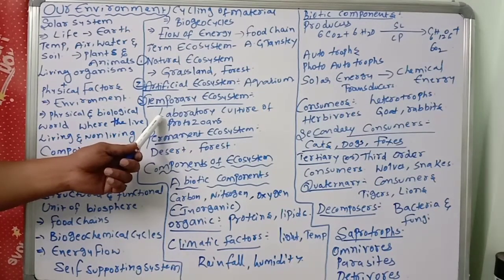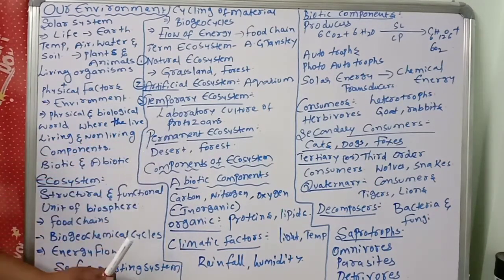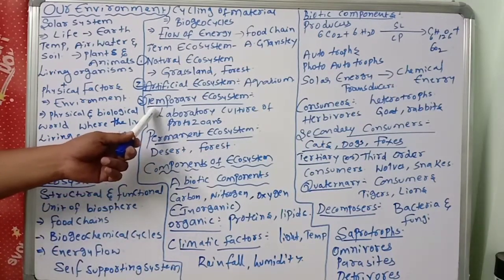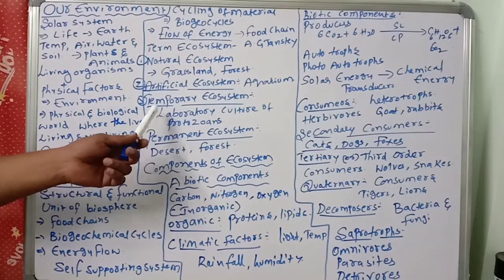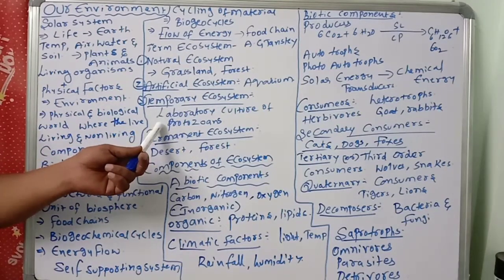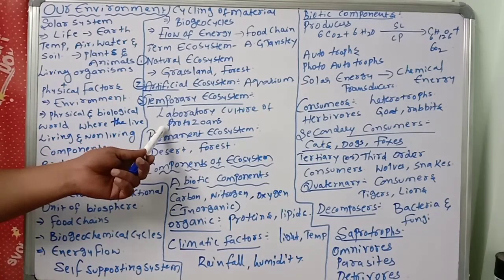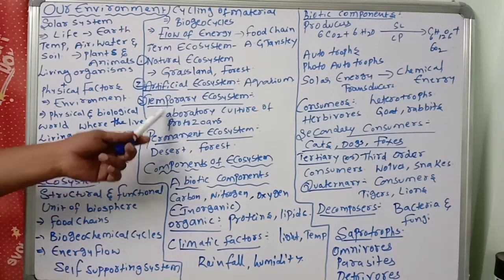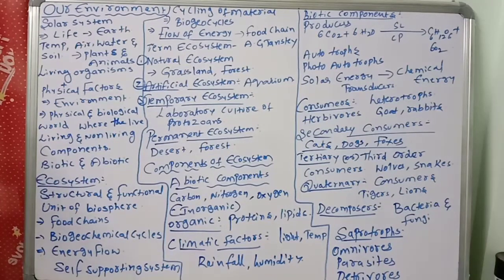Examples: a rain-fed pond. A rain-fed pond is temporary. When there is rain, water makes the pond. Another important example of a temporary system is a culture of protozoans in the laboratory. When we require it, we will use it; when not required, we will discard it. That's why the protozoan culture is a temporary ecosystem.